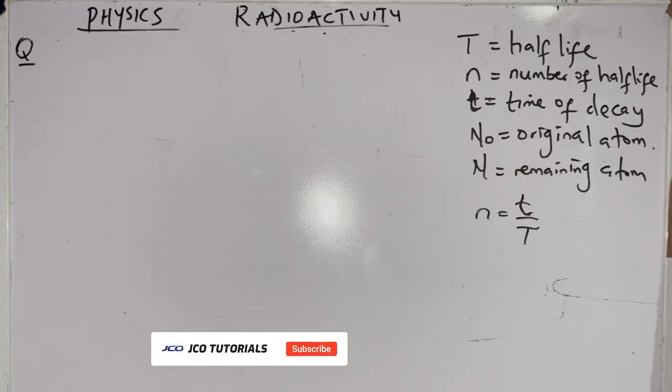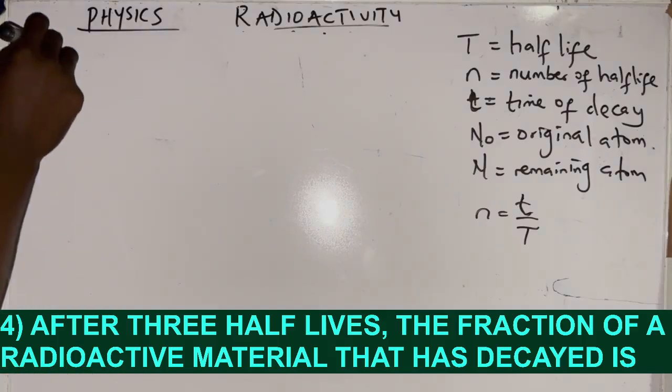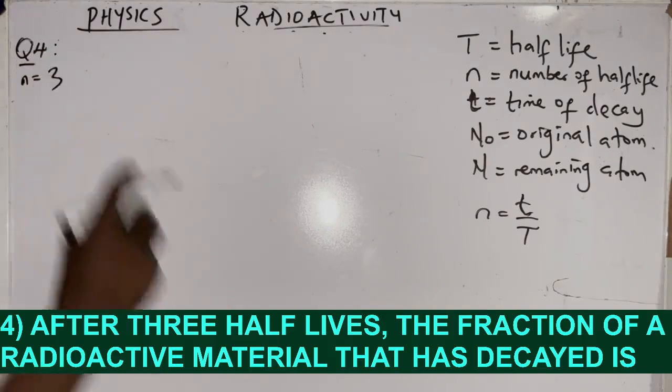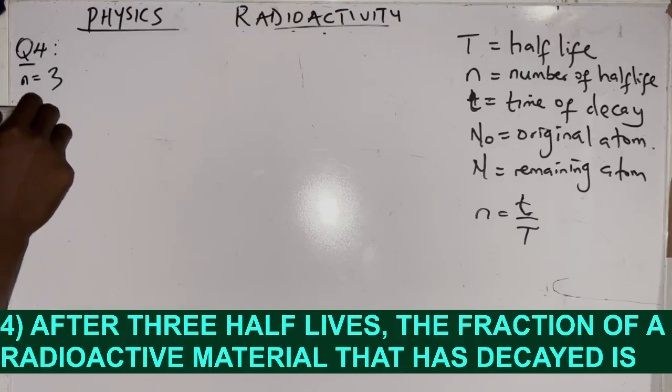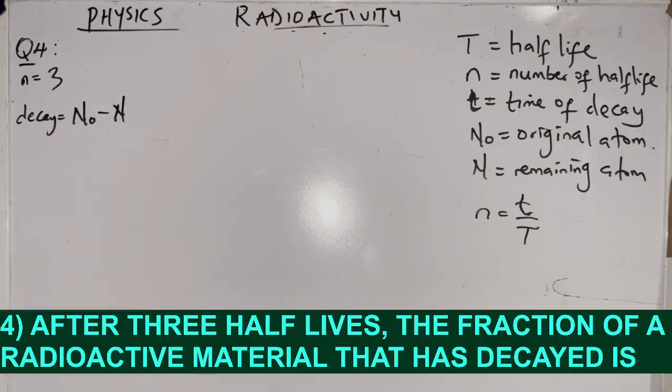The first example we gave you there: after 3 half-lives, what fraction of the radioactive material has decayed? So we have 3 half-lives as the number of half-lives. We're looking for the fraction that has decayed, and of course you know decay is original minus remaining. Original minus what remains will give us decay.